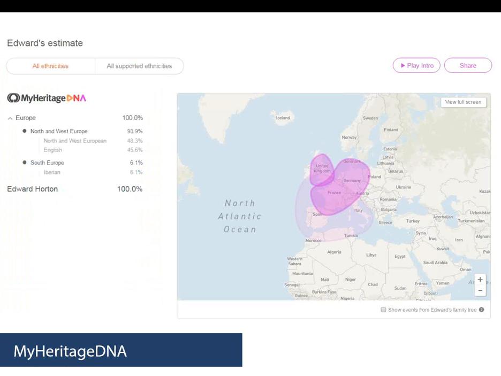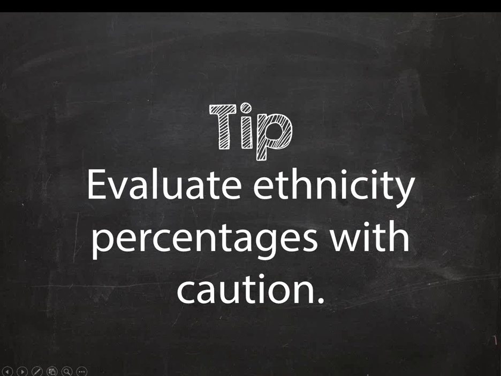MyHeritage was actually the least variant, and he was about equal parts North and West European and then English. Now, this was the only company that listed English versus British Isles. Their test actually separated English and then lumps Irish, Scottish, and Welsh together into another category. Now, again, as if I did not say this enough already, please be cautious with these results.